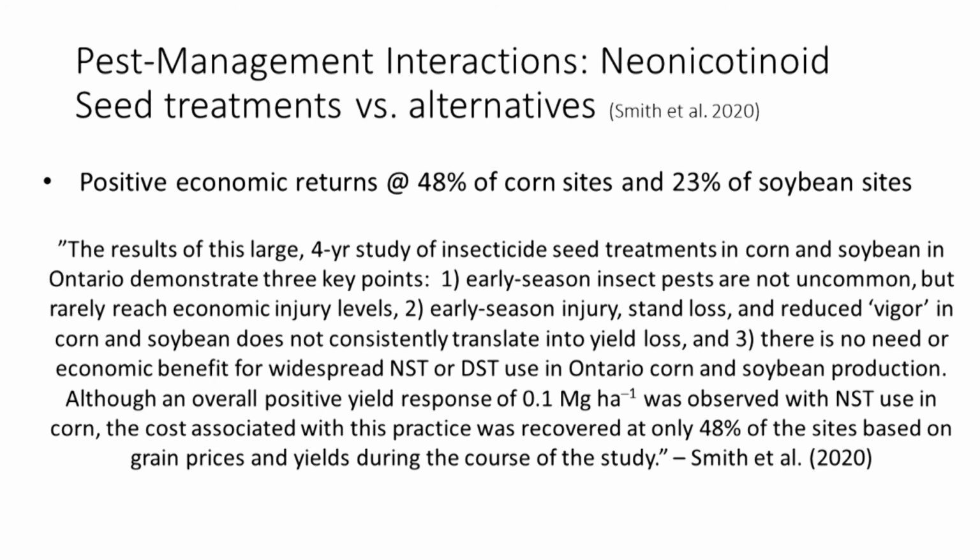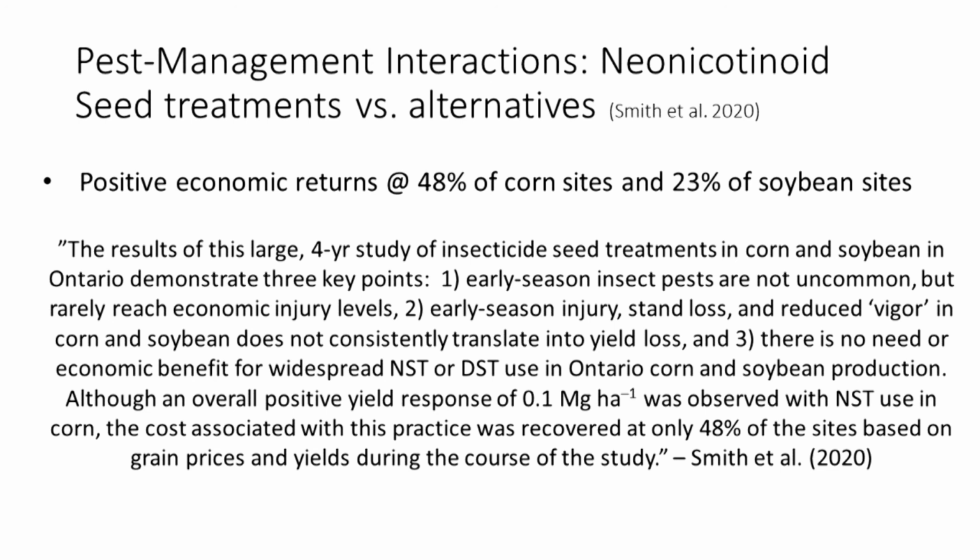Next, early season injury, stand loss, and reduced vigor did not translate consistently into yield loss. So even when there was some injury, going back to this economic threshold, it didn't reach a point where you got major reductions in yield. And finally, in their conclusion, there is no need or economic benefit for widespread use in Ontario corn production. An overall positive yield response of 0.1 metric tons, or 100 kilos per hectare, which is really, really small, was observed with the neonic use. And so their conclusion is there's no economic benefit for neonic seed treatments.